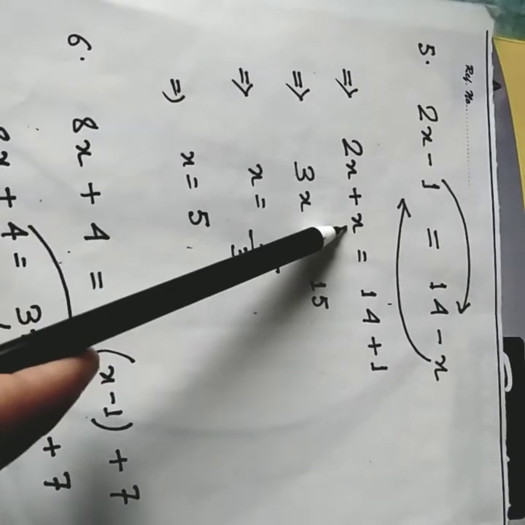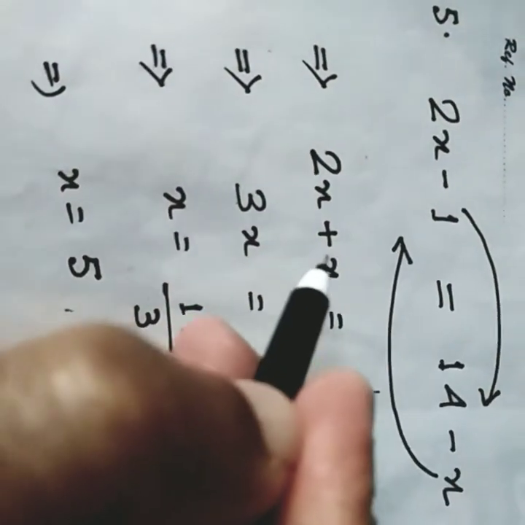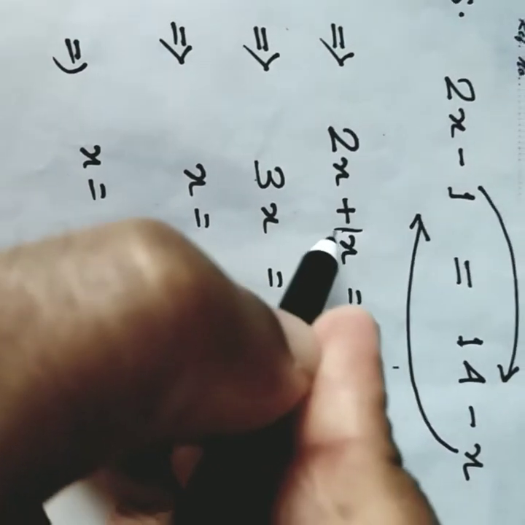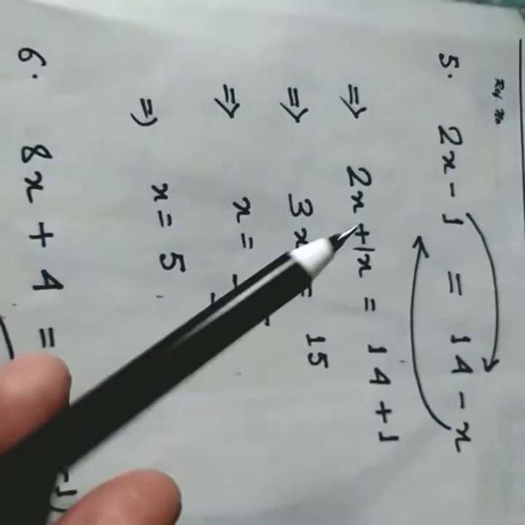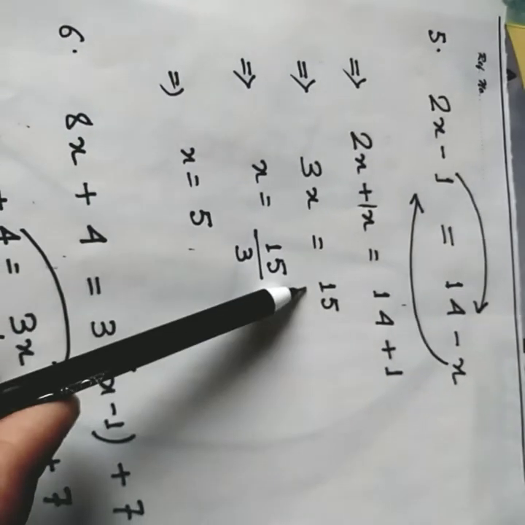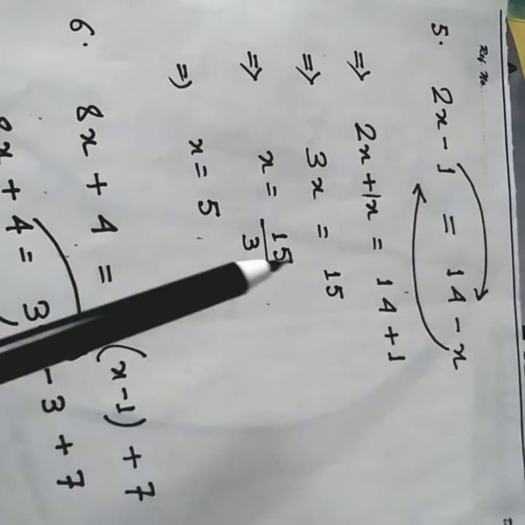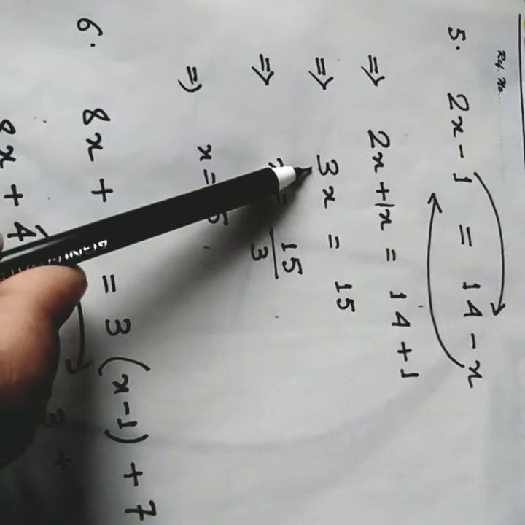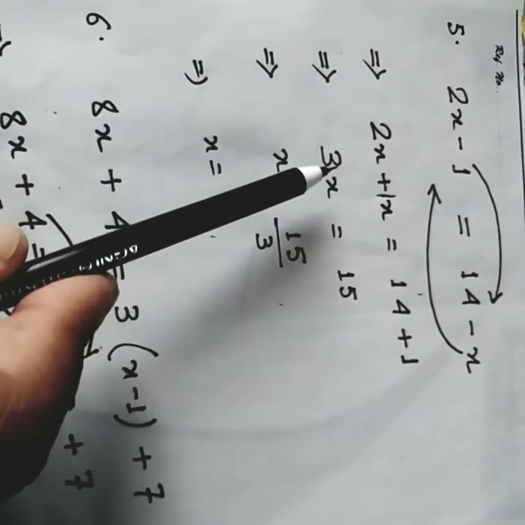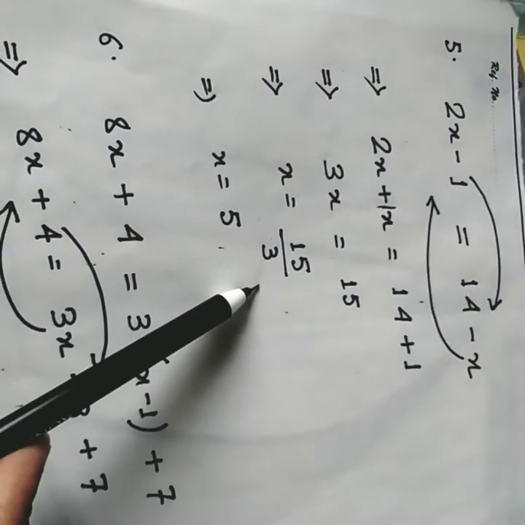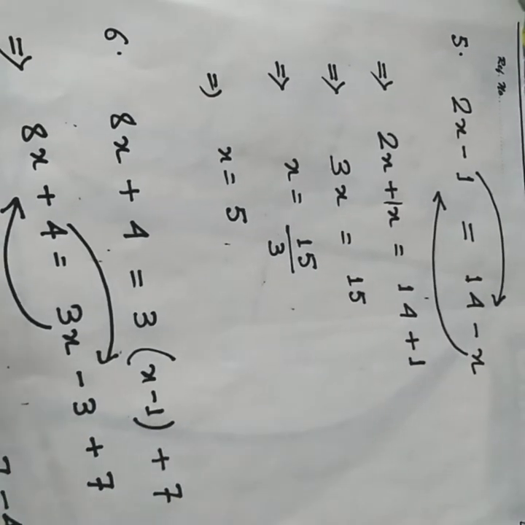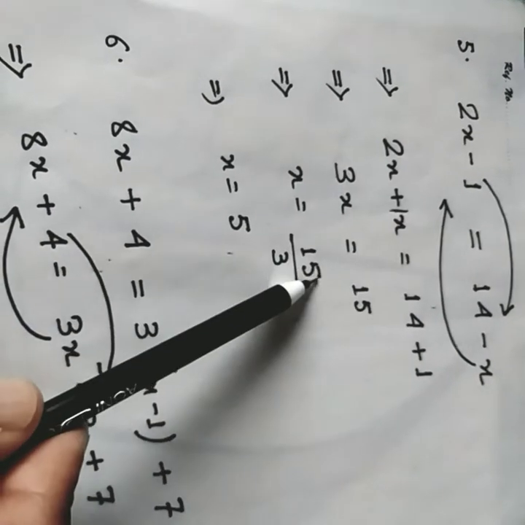So 2x plus x, what is the meaning of x? x means 1x. We don't write this 1; when x is written, you have to take it for granted that there is a 1. So 2 plus 1 is 3x equals 14 plus 1 is 15. Now we have to remove this 3. 3 into x is a multiplication form, so after transposing it will be in division form. So x equals 15 by 3, so x equals 5.